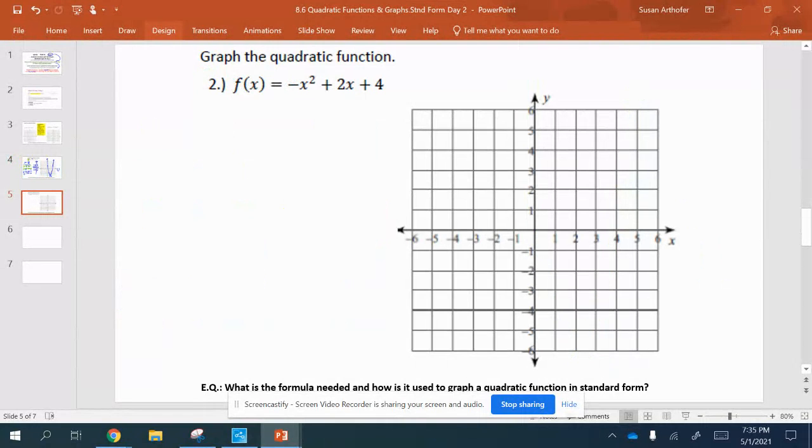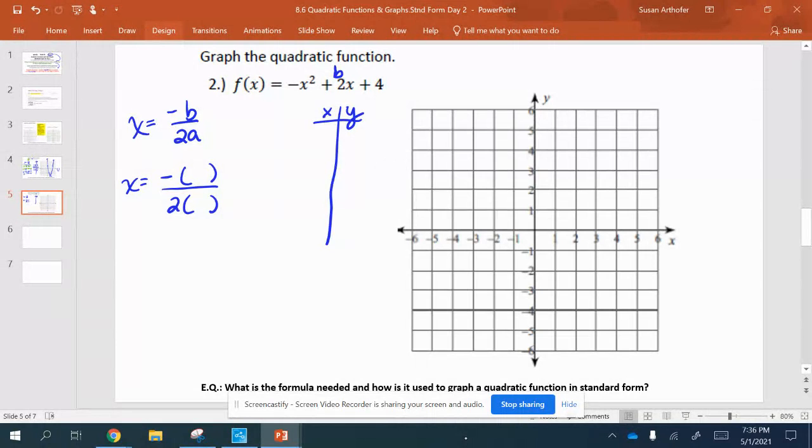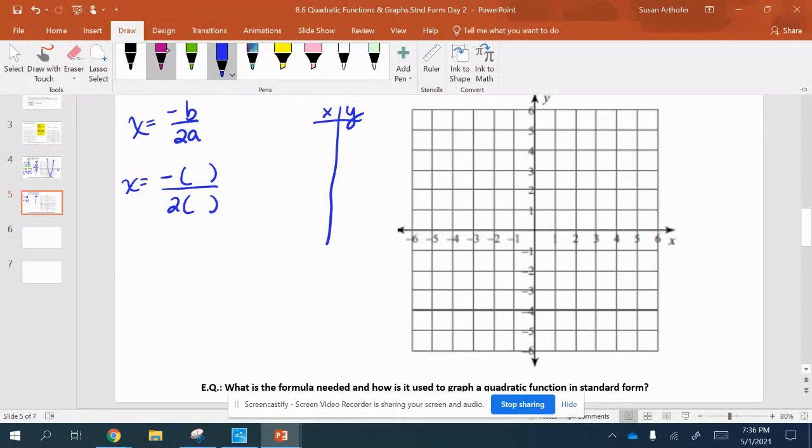This is example number 2 on page 108 of your notes. Again, the first step is to use the formula negative b over 2a. That defines our x values for the t-chart. When you use that formula, use parentheses. Identify what the b value is, which is right here. It's positive 2. And the a value is that hidden negative 1. Okay, so there's a hidden negative 1 there.